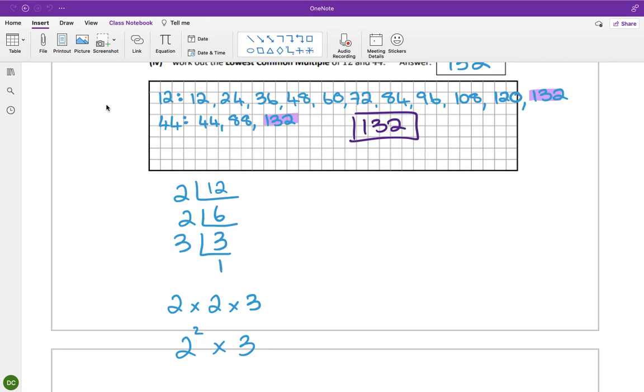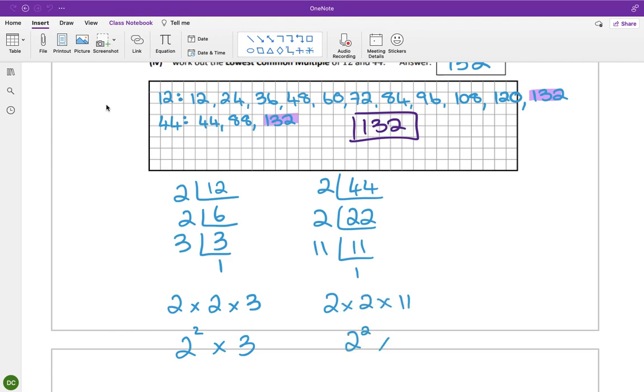The other one then is 44 divided by 2 is 22, divided by 2 is 11, divided by 11 is 1. So 2 by 2 by 11, and 2 squared by 11. Okay, so we find the matching pairs, which is this one, and we take the higher power. There isn't a higher power, so I'm just going to eliminate that and take the other one. There's no more matches, so we just multiply in the pairs. So we multiply by 3 and we multiply by 11.